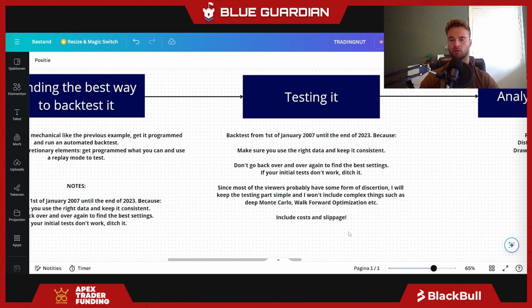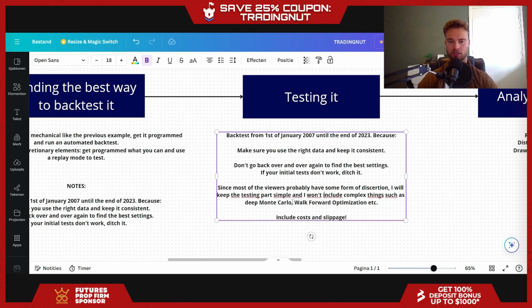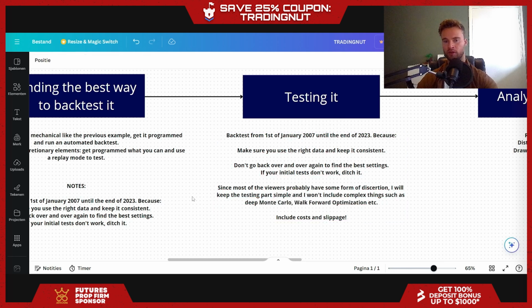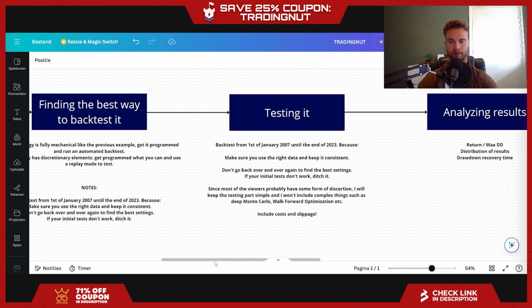So include costs and slippage, do a basic backtest, have a simple idea and don't go back over and over again, to prevent over optimization and curve fitting. If you want to go into the optimization, search for things like this to properly learn how to optimize. But to prevent curve fitting all in all, you might just not optimize and do some simple robustness testing.